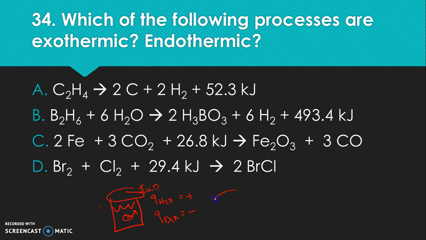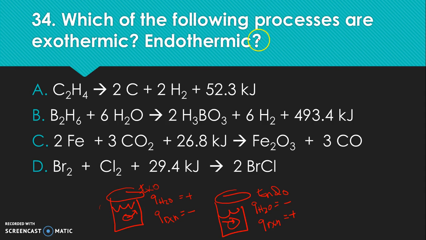And then again, if we do something similar, but we do the opposite, and energy goes into the reaction or that metal, then that means the Q of our water is going to go down and the Q of the reaction is going to go up. We've talked about this. This would be our endothermic reaction.